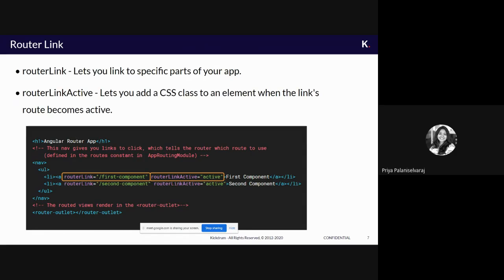The next thing is router link active. Router link active is a directive which helps us to add some styling whenever the router link is active. Definitely we want to highlight to the users that this link is active. That gives a cue to the user about where the user currently is.